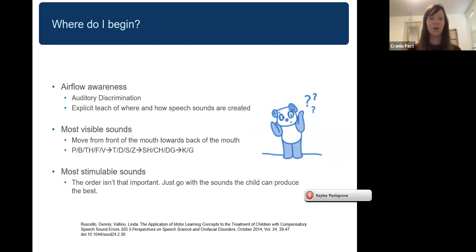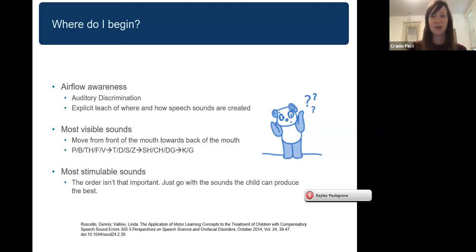From there, once I feel like the patient has a good awareness of airflow and their auditory discrimination is strong, then I will usually start treating the most visible sounds. And what I mean by that is that I want the patient to be able to see the sounds really easily that we're working on early on so that they feel successful early on. I like to start with sounds that are made in the front of the mouth, and I tend to work my way back from there.